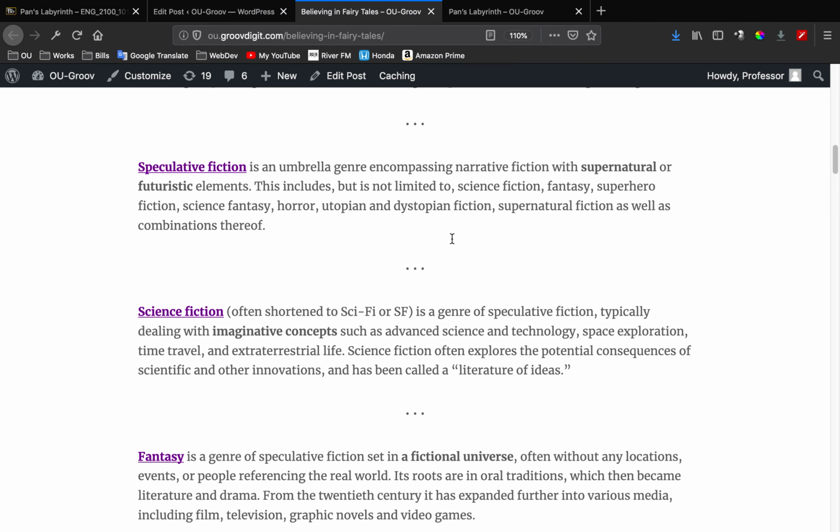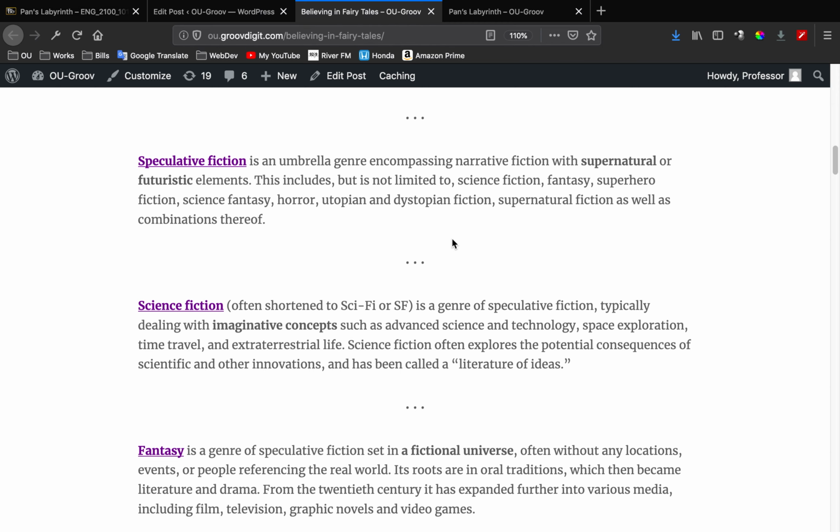Science fiction, often shortened to sci-fi or SF, is a genre of speculative fiction, typically dealing with imaginative concepts such as advanced science and technology, space exploration, time travel, and extraterrestrial life. Science fiction often explores the potential consequences of scientific and other innovations and has been called a literature of ideas.